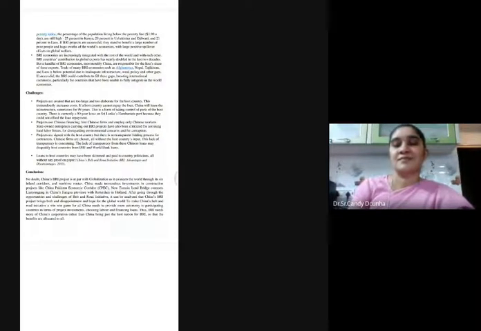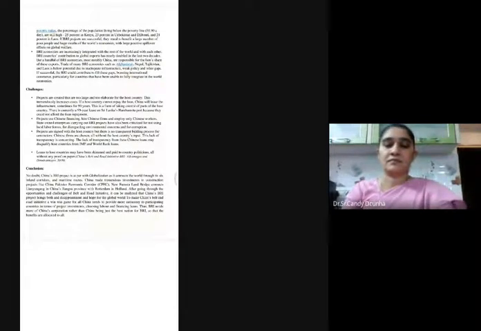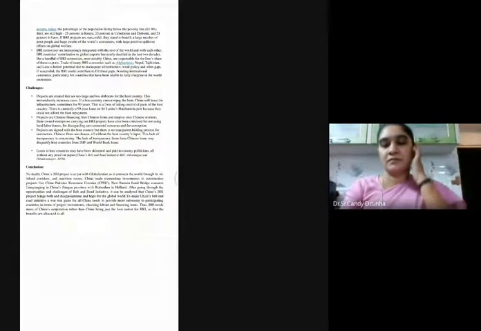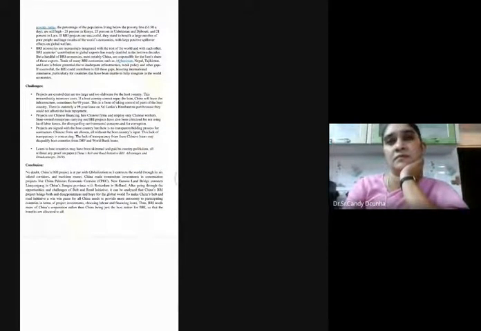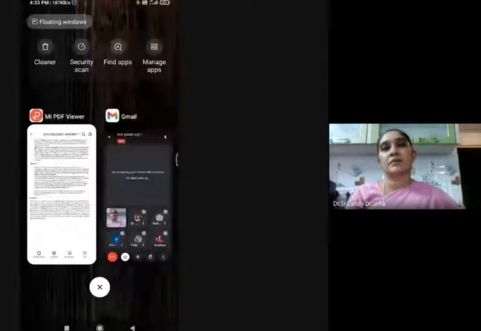After going through the opportunities and challenges of the Belt and Road Initiative, it can be analyzed that China's BRI project brings both disappointments and hopes for the global world. To make China's Belt and Road Initiative a win-win game for all, China needs to provide more autonomy to participating countries in terms of project investments, choosing labor and financing loans. Thus, BRI needs more of China's cooperation rather than China being just the host nation for BRI, so that the benefits are allocated to all. So that's my paper presentation.